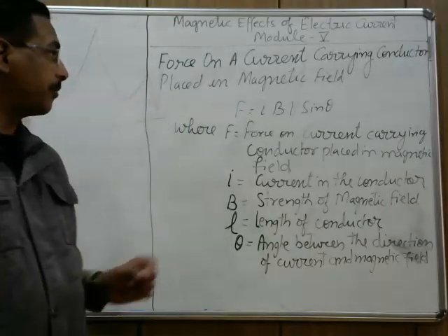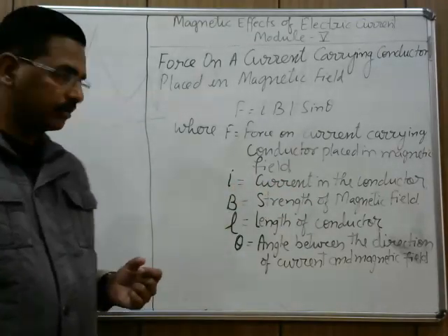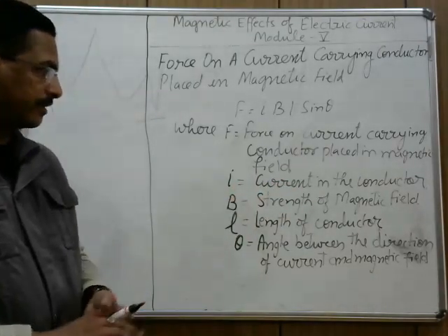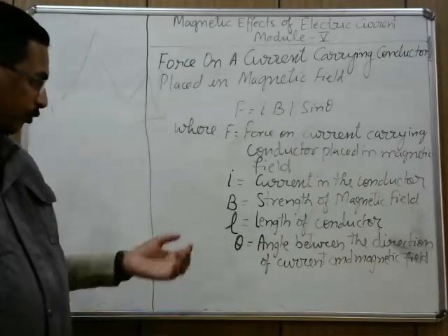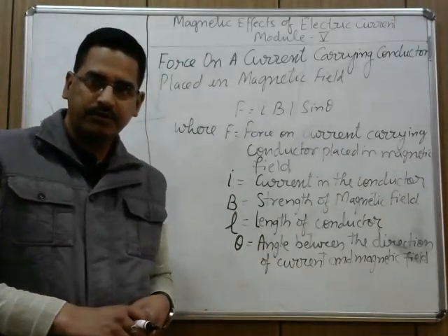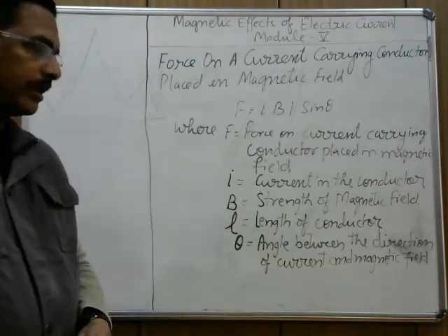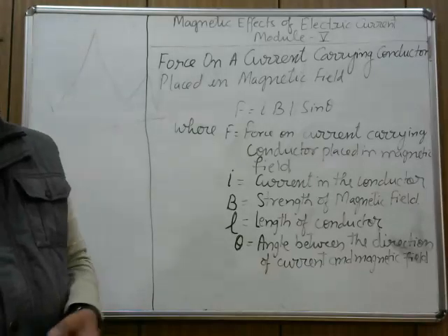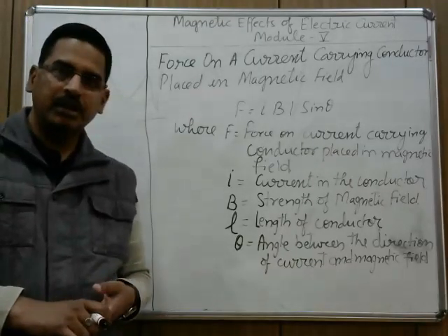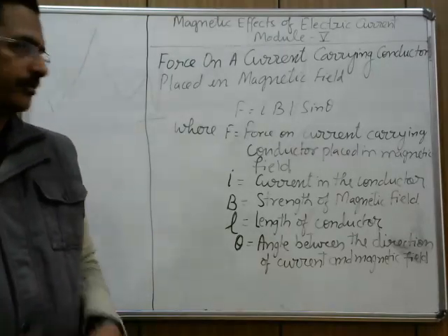Force depends upon current flowing in the conductor. Force also depends upon strength of magnetic field. Force also depends upon length of the conductor, and force depends upon angle between the direction of current and magnetic field. Now the question is, how does force depend on these factors?